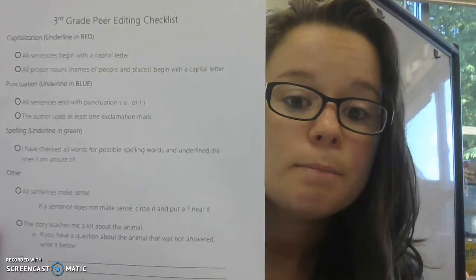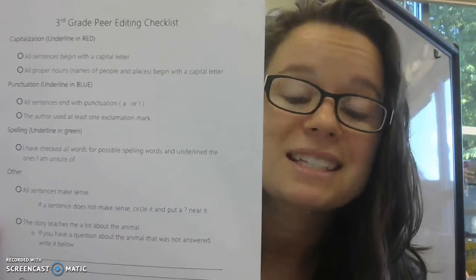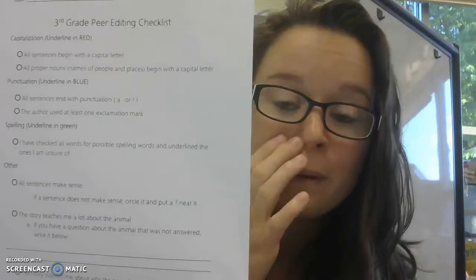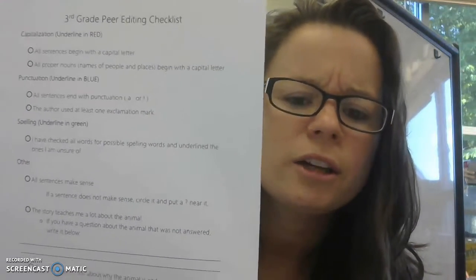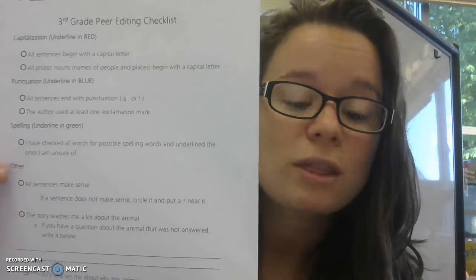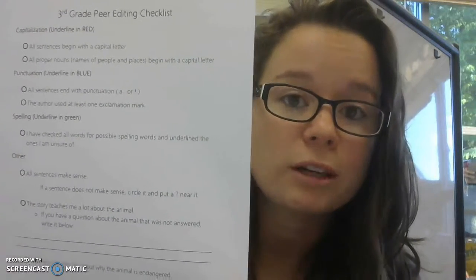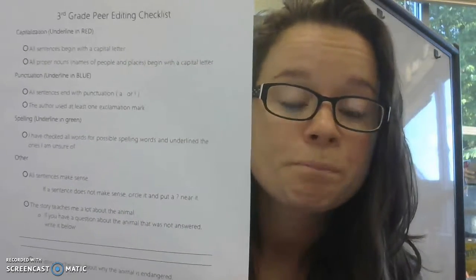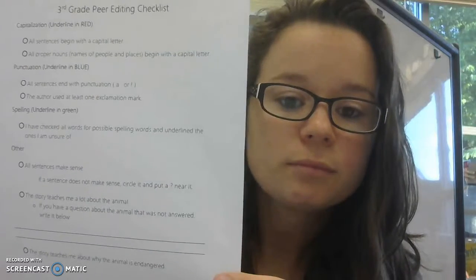Down here, make sure that all of the sentences make sense. If a sentence doesn't make sense for whatever reason, maybe it seems to be missing a word or it's unclear or you're not sure what the author is trying to say, I want you to circle the sentence with any colored pencil and put a question mark near it. That way the author knows to go back and reread that sentence and check to make sure it makes sense.